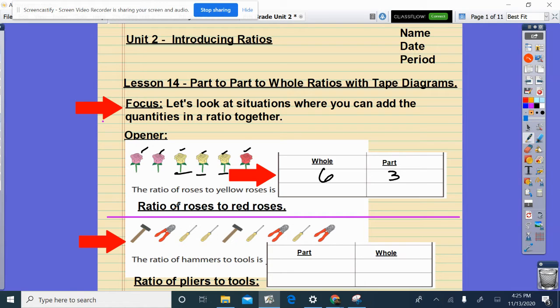Then they want you to say ratio of roses to red roses. Well, your total stays the same. So it's going to be 6. And now you only have 1 red rose. So that ratio would be a 6-to-1 ratio.